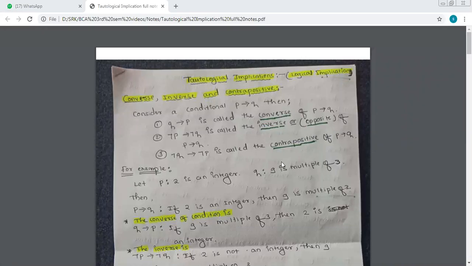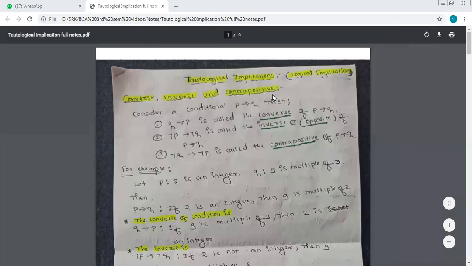Okay, in yesterday's class we saw tautological implications. In that we saw the converse, inverse, and contrapositive. The conditional is P conditional Q, its converse is Q conditional P, its inverse is negation P conditional negation Q, and its contrapositive is negation Q conditional negation P.